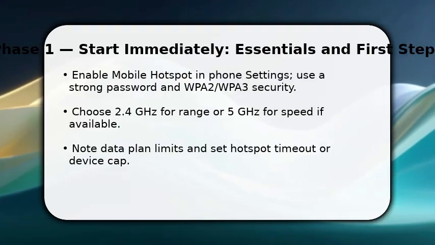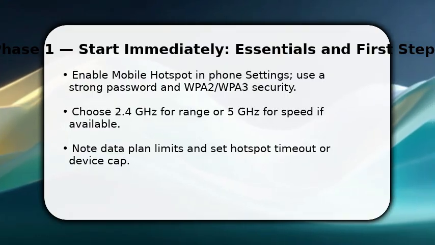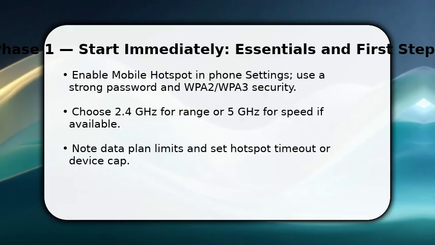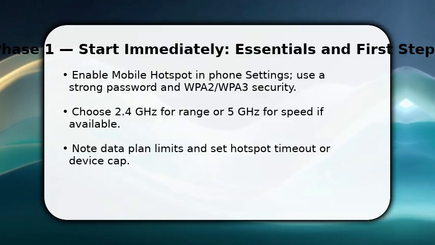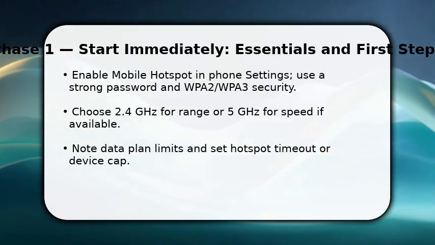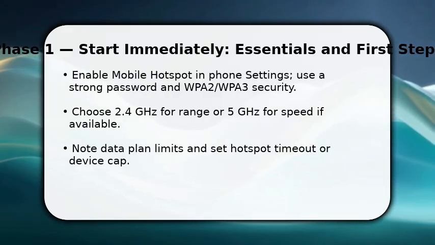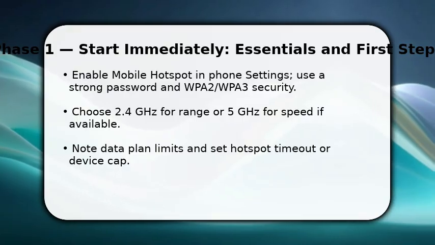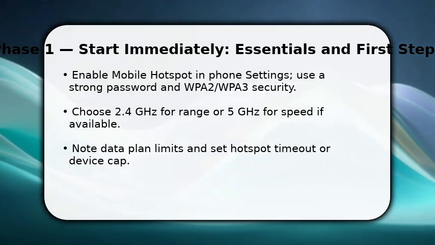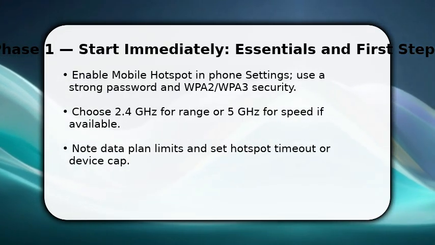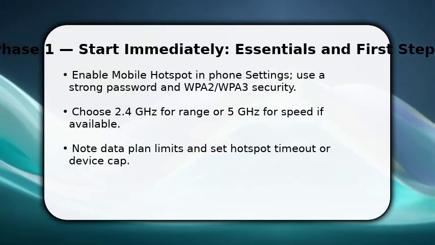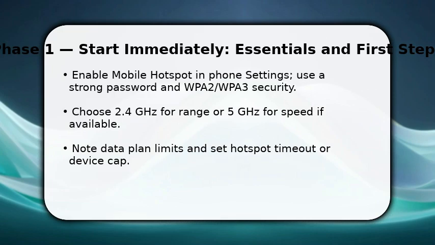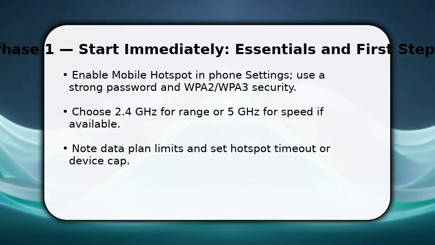You'll begin by turning on your phone's hotspot and securing it. This prevents unauthorized access. Once done, set a clear SSID name so you can find it on the PC. Make sure you pick 2.4 GHz for better range or 5 GHz for faster speed if both options exist. Also, enter a WPA2 or WPA3 password so the link is encrypted. Keep an eye on your data allowance and set a timeout or device limit to avoid unexpected charges.